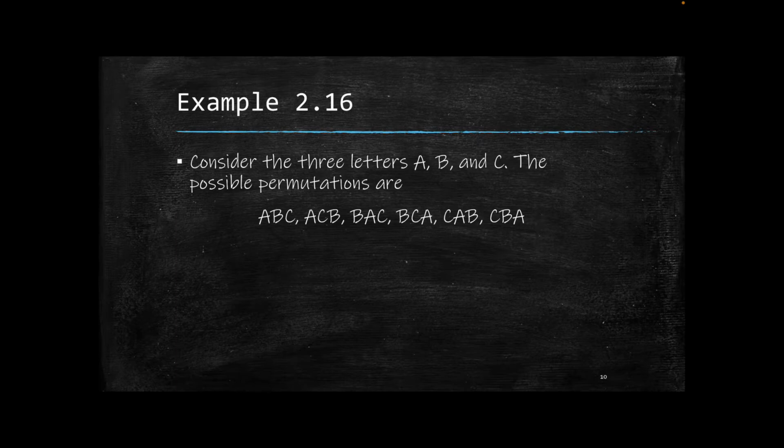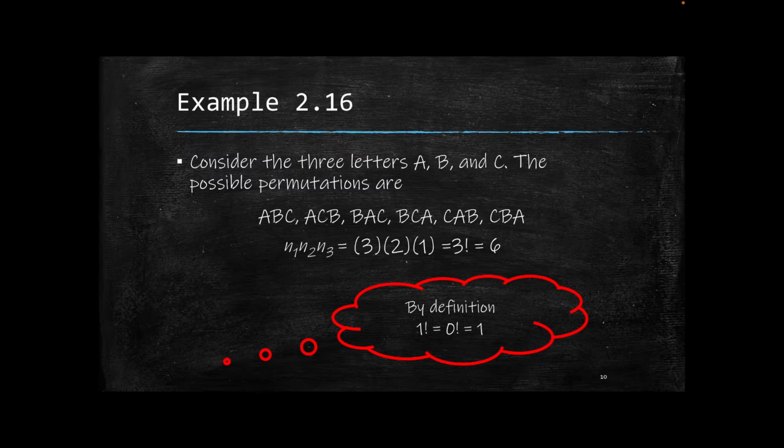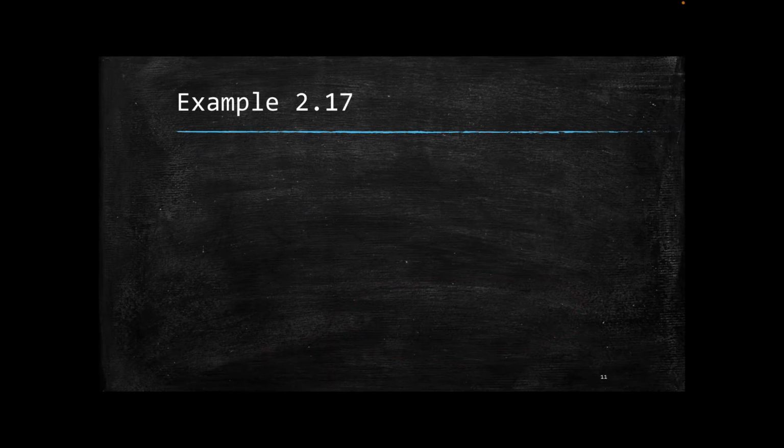So, the formula is P equals n factorial. In this case, n equals 3. So, 3 factorial equals 3 times 2 times 1, which equals 6 possible arrangements. By definition, 1 factorial equals 0 factorial, which also equals 1.